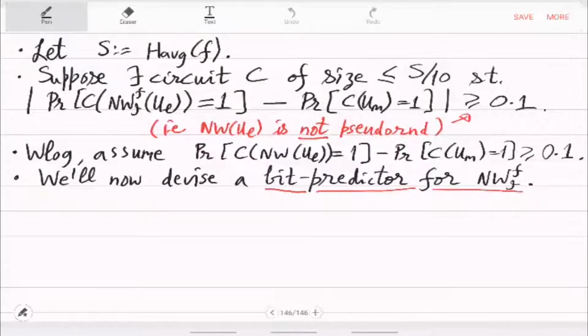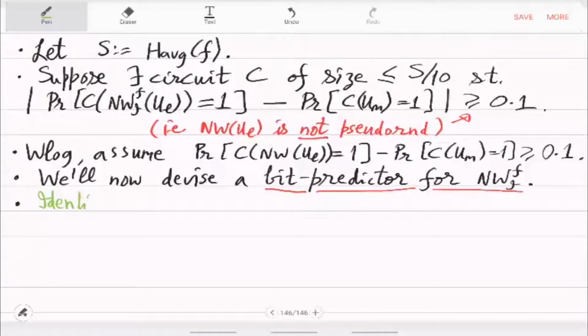The way we will create the bit predictor is we will first try to locate the place where the bit prediction can happen. NW on U_L has m bits, it is an m bit string. We first have to identify the location where the prediction can happen, that is, identify the bit which can be predicted. So, let us first do that.